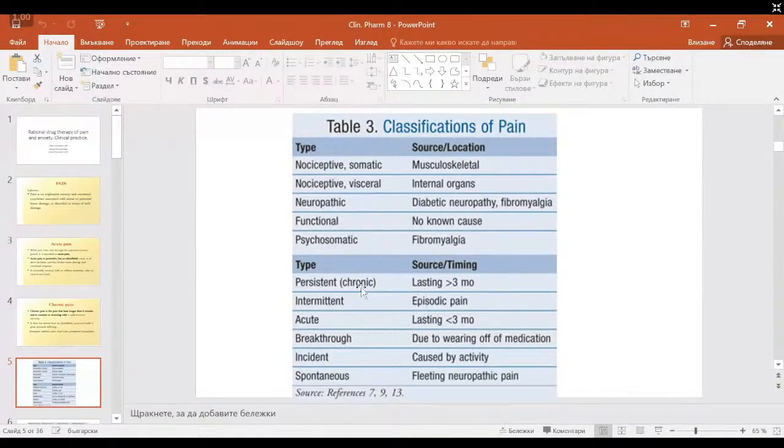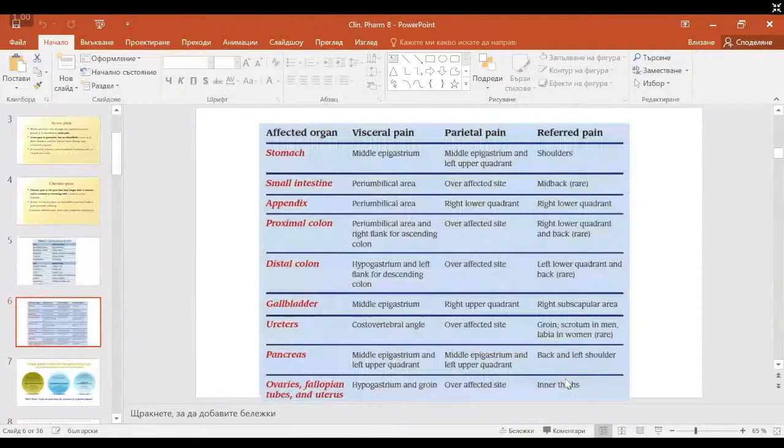Here, I think you already have seen it. According to this classification, chronic pain is defined as a pain that lasts longer than 3 months, which is different than our definition. But I just wanted to show you that there are also other definitions for acute and chronic pain.